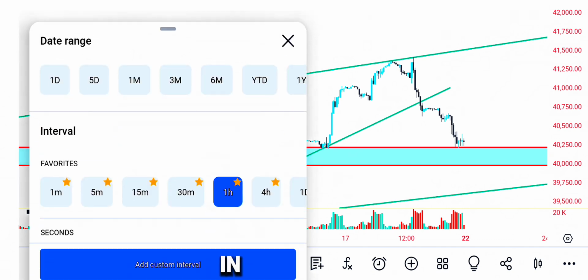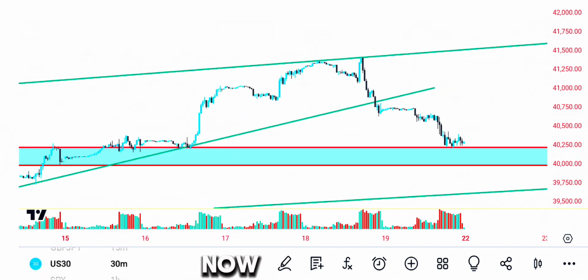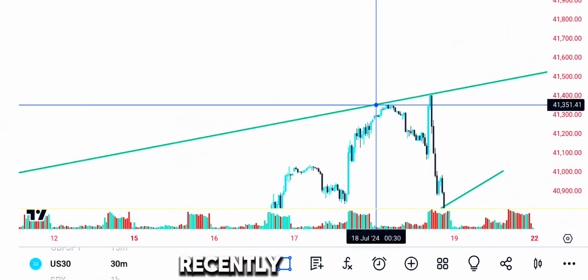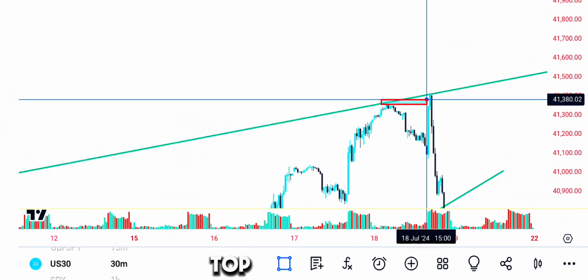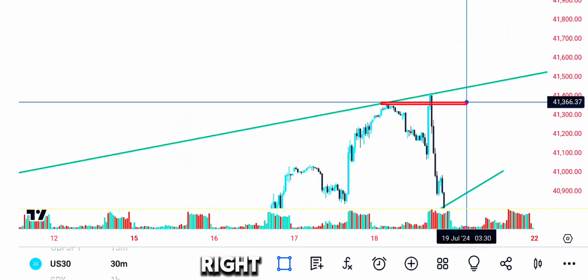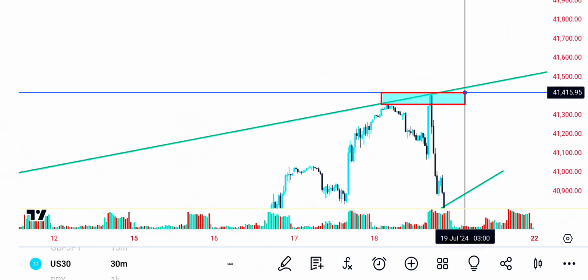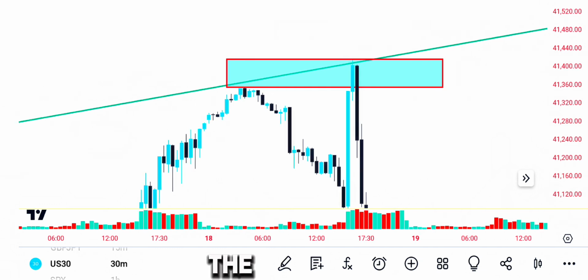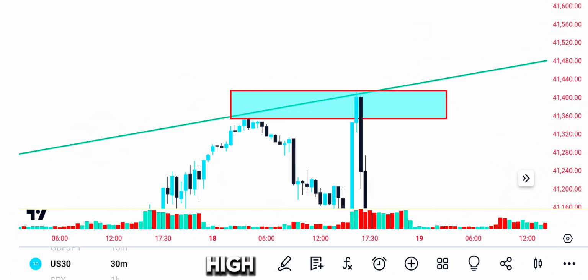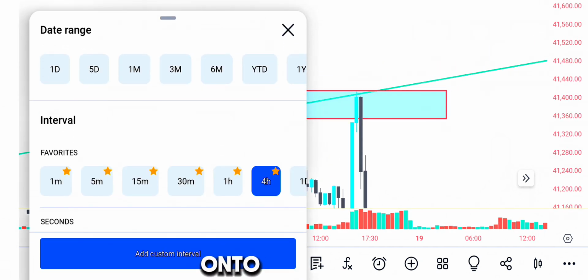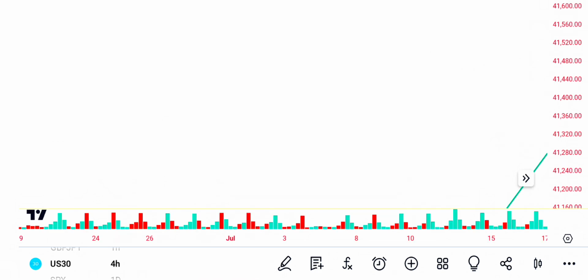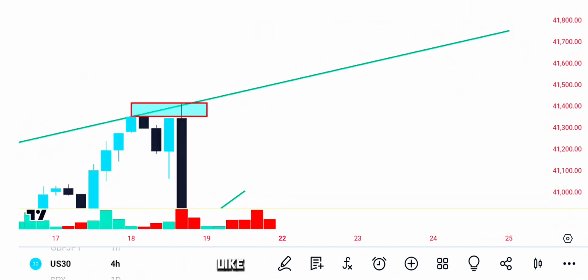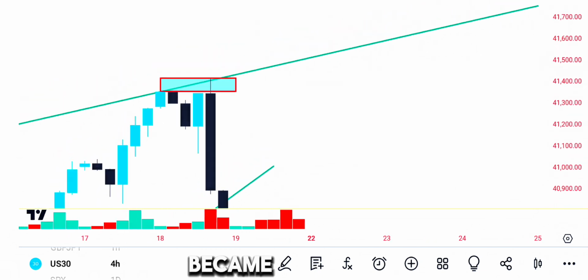if I zoom in to the 30-minute time frame now, I can actually realize that the market had recently rejected here at the top, right? The market had made a sort of double top. I know right here it will look like the market made a higher high, but then if you go on to the bigger time frame, you will realize that the market was just rejecting with a long wick, right? Exactly like this. So it became a double top.